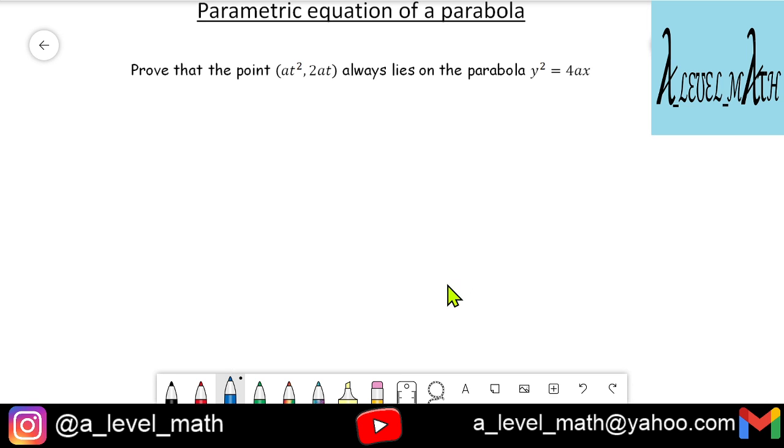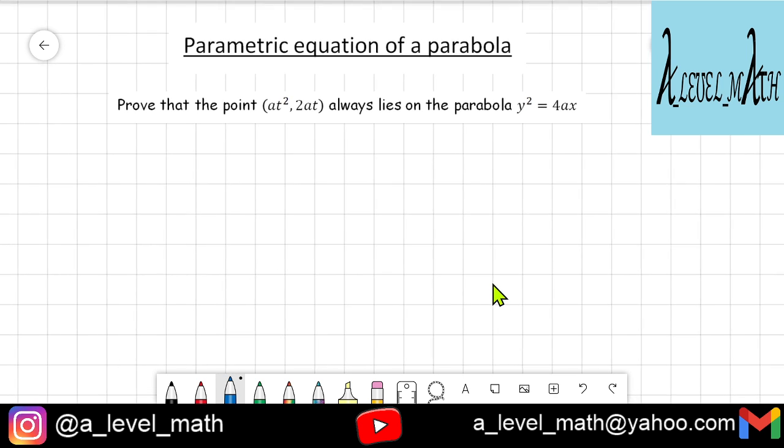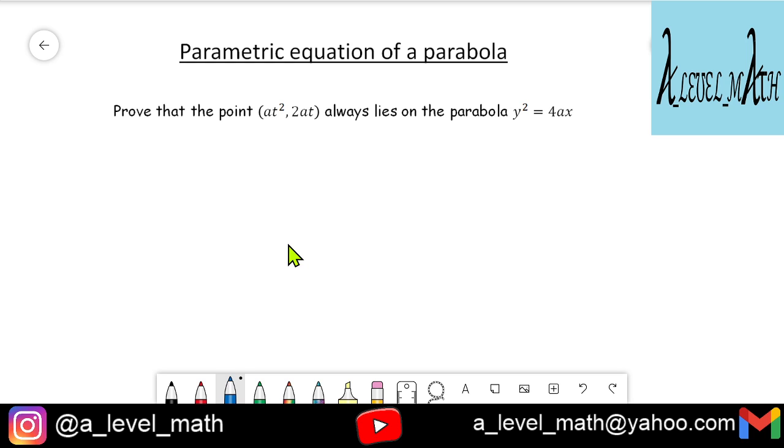Now comes the parametric equation of the parabola. All right. So what is the parametric equation? Let's try to understand this with the help of a question. Prove that the point (at squared, 2at) always lies on the parabola y squared is equal to 4ax. We have to prove that this point (at squared, 2at) always lies on the parabola y squared is equal to 4ax. So let's put at squared in place of x and 2at in place of y.